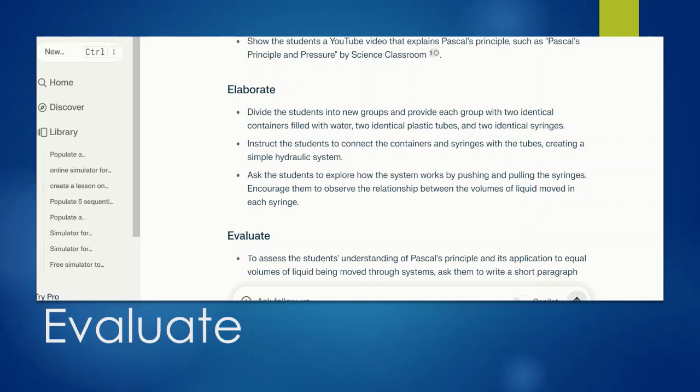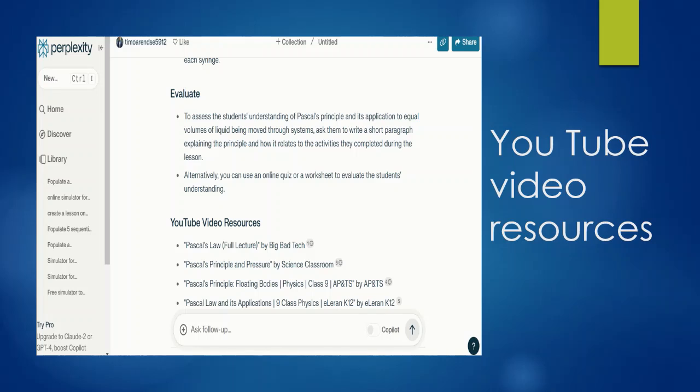And evaluate, to assess students' understanding of Pascal's principle and its application to equal volumes of liquid being moved through the systems. Ask them also to write a short paragraph explaining the principle and how it relates to the activities they completed during the lesson. Alternatively, you can use an online quiz or worksheet to evaluate the students' understanding. And so there, Perplexity supplies us with a broad scope of YouTube resources, as you can see over there.